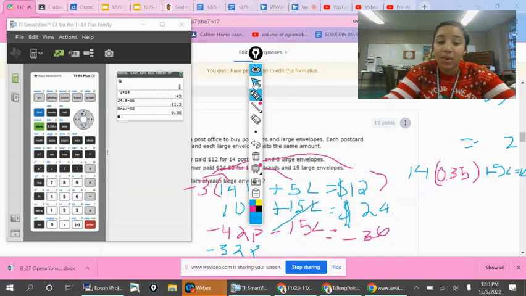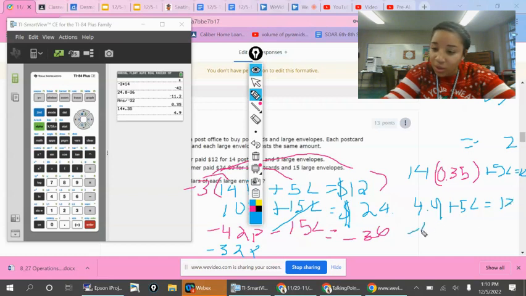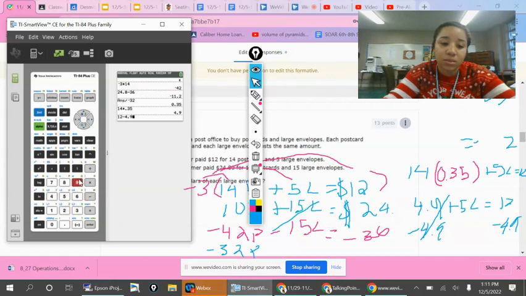Okay. So now I have to say, what's 14 times 0.35? That is going to be 4.9. So this turns to 4.9 plus 5L equals 12. Subtract 4.9 from both sides. And then we have 12 minus 4.9, and that's going to be 7.1.